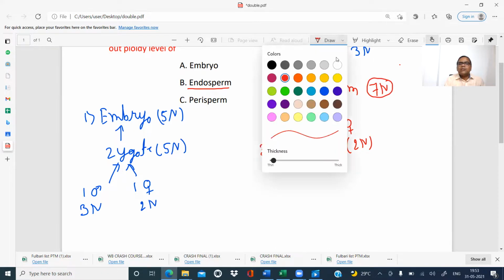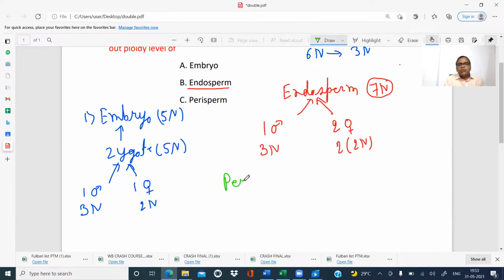Now the third part is also here. I am coming to that third part. The third part is perisperm. So first of all, we should know what this perisperm is. Perisperm is nothing but persistent nucellus. In some plants, like the black pepper, there is persistent nucellus, and that structure is called perisperm.